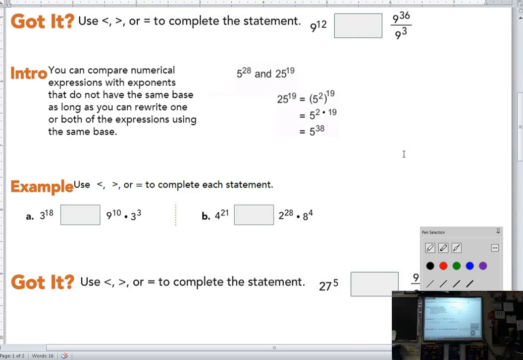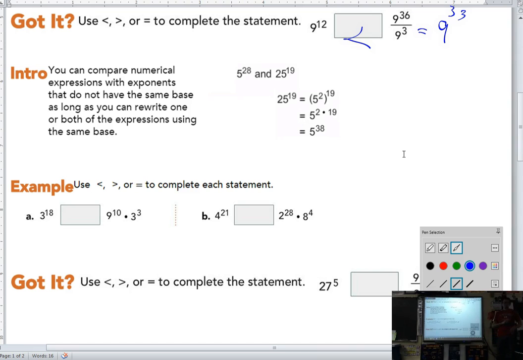Jaslyn, when I look at 9 to the 12th, sorry, some of your classmates are struggling today. When I look at 9 to the 12th compared to that right side, what's that right side become? Ooh, 9 to the 33rd. Yeah. So, what is my symbol in the middle there? 9 to the 12th is less than.